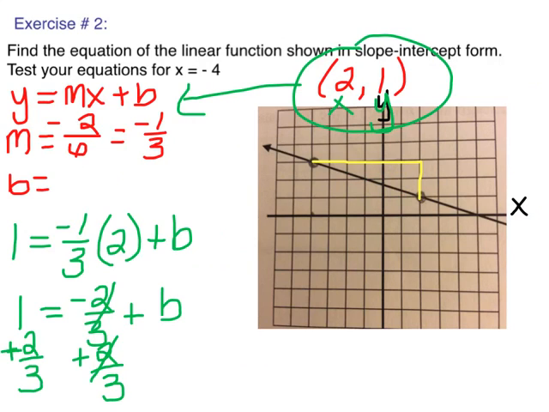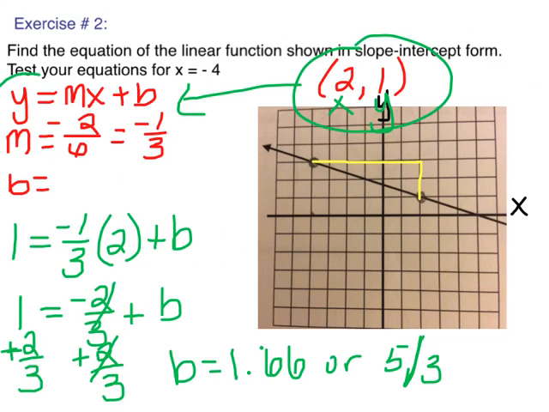My answer is going to give me my b. My b will give me positive 1.66 if you're using a decimal. You can also write it as 5/3. All will be acceptable. Now if I wanted to write this in equation form using the y equals mx plus b formula, it's very simple.